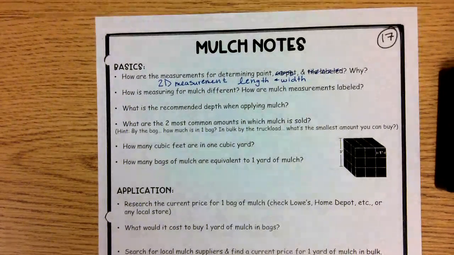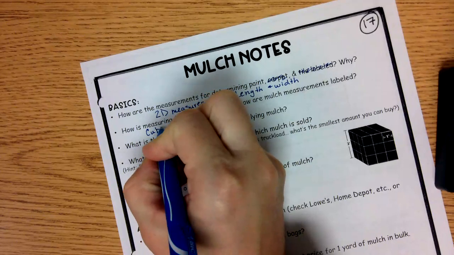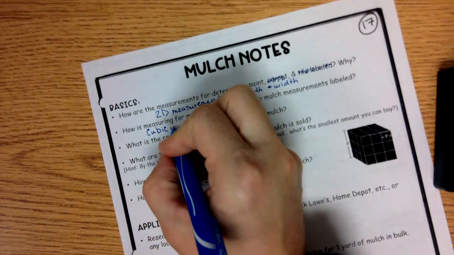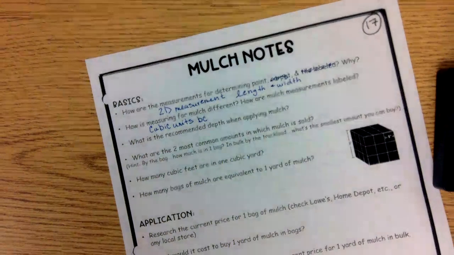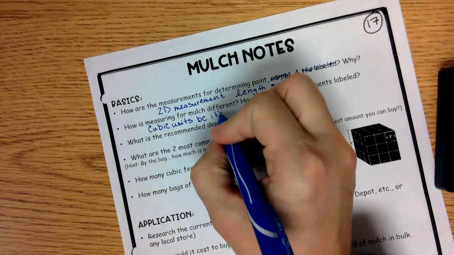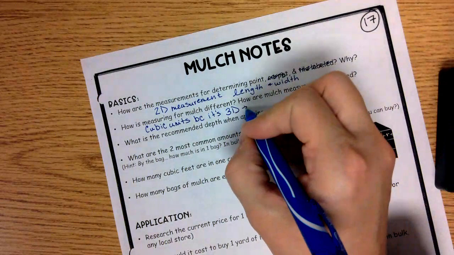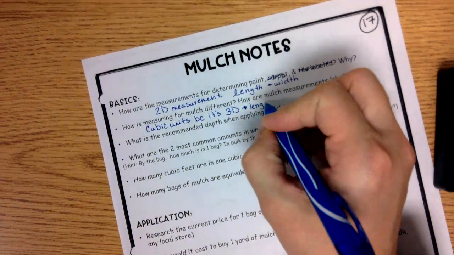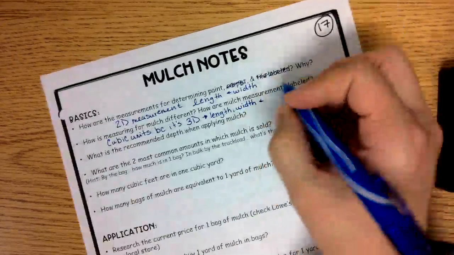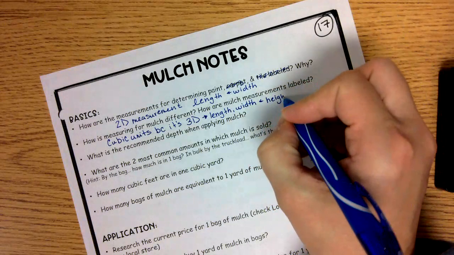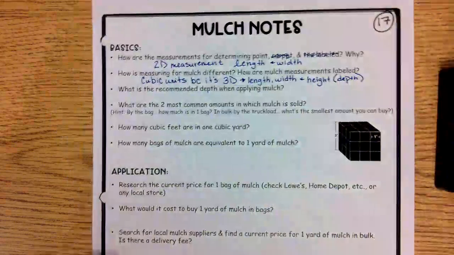Okay, so hopefully Google helped you out right there. It should have given you something along the lines of it's cubic units, because it's 3D. Right? So for 3D, we have length, width, and height, which we also can think of as the depth, or how deep do you want your mulch to be?